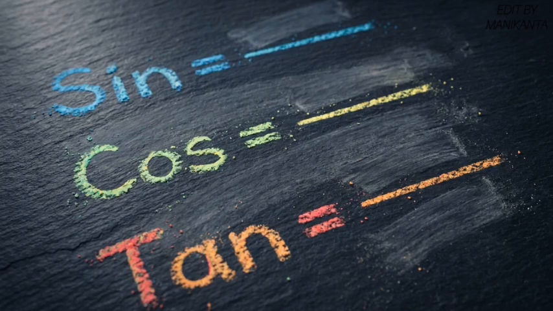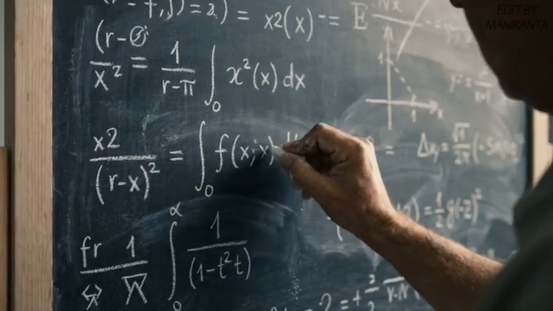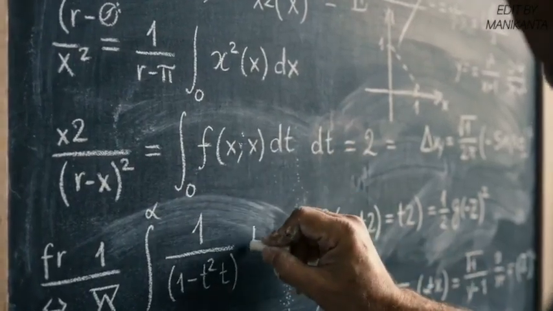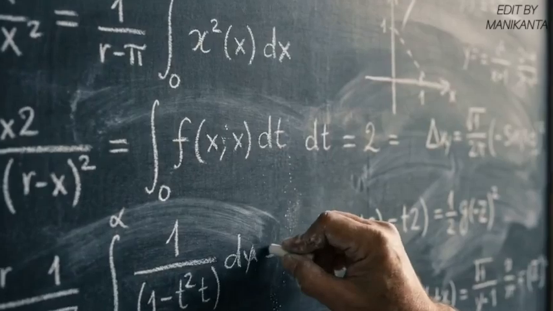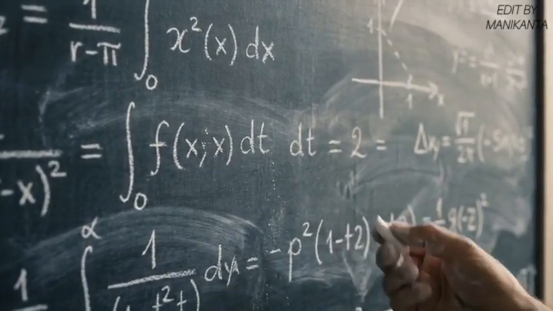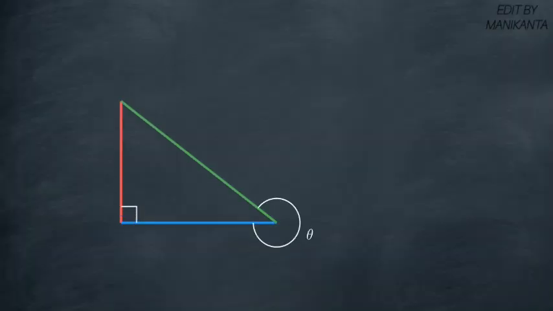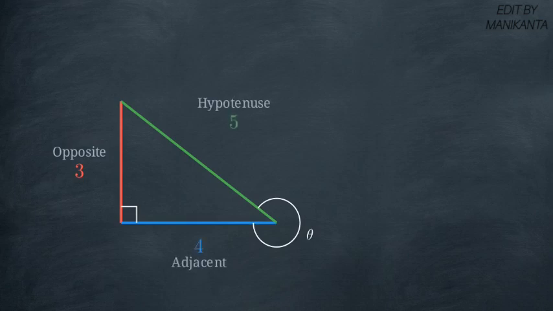Take a second to write these three empty fraction formulas down on your paper. Committing this single phrase to memory ensures you will never plug the wrong side into the wrong equation during an exam. Let's apply this to a standard right triangle. Here we have an opposite side of 3, an adjacent side of 4, and a hypotenuse of 5.